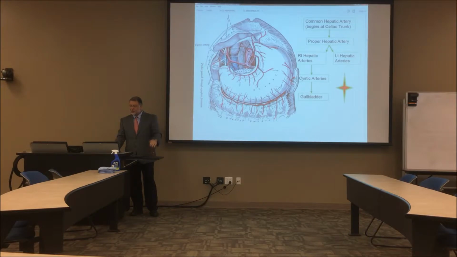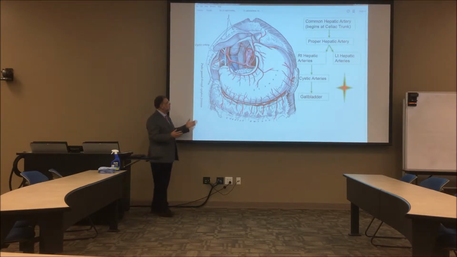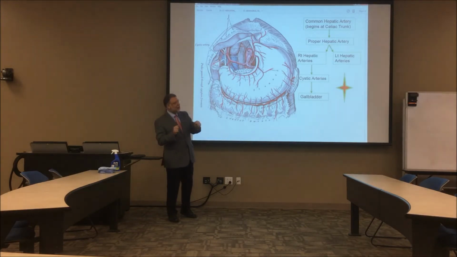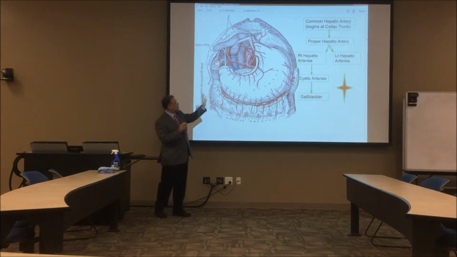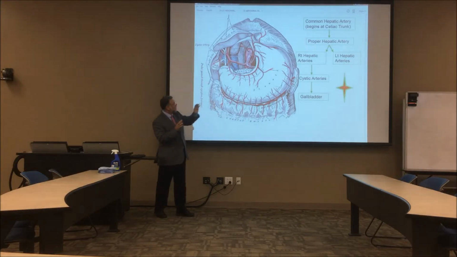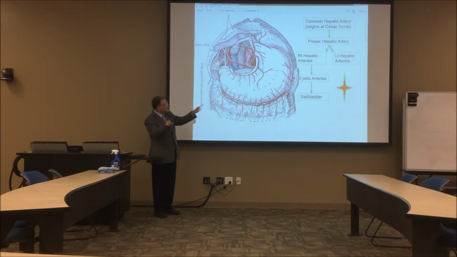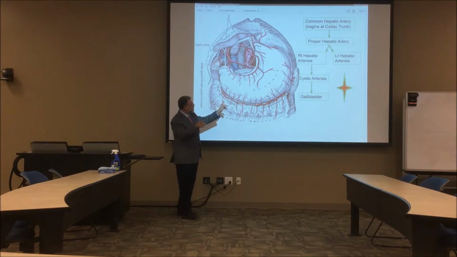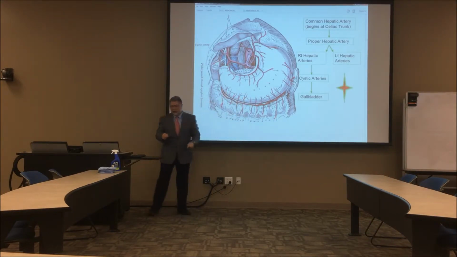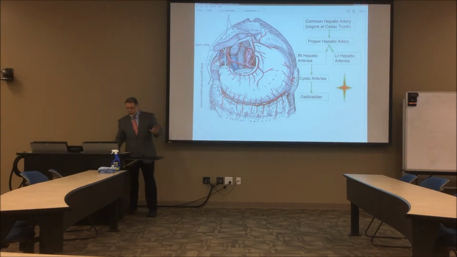So the hepatic artery, where it comes from, like I said, it's one of the three arteries from the celiac trunk. The common hepatic artery is one, the gastric is another, the splenic is another. From the common hepatic it goes to a proper hepatic artery, which divides into the right and left. The right hepatic artery is going to give the cystic artery for the gallbladder. And that's just a way of understanding.